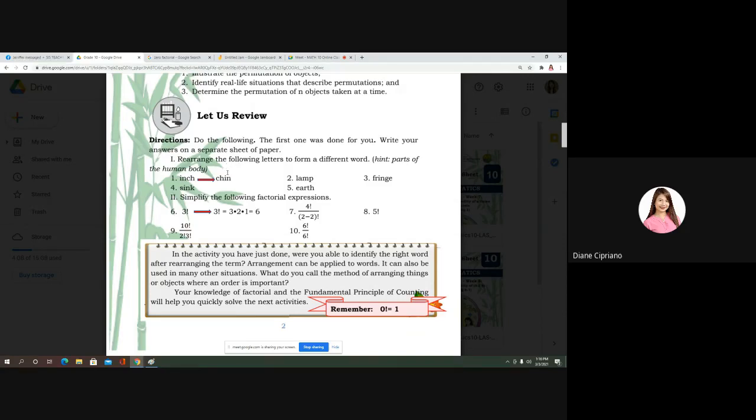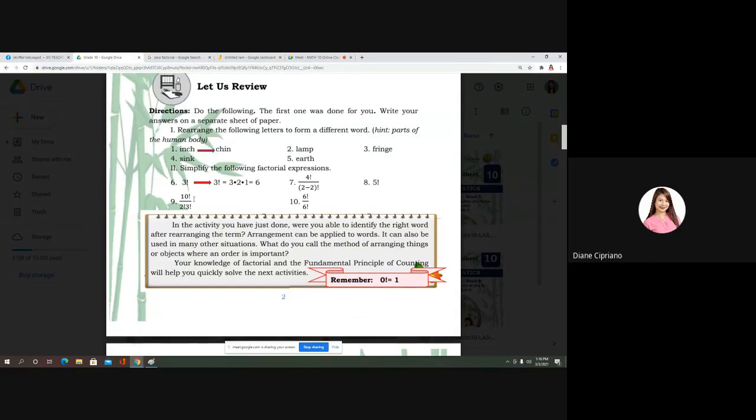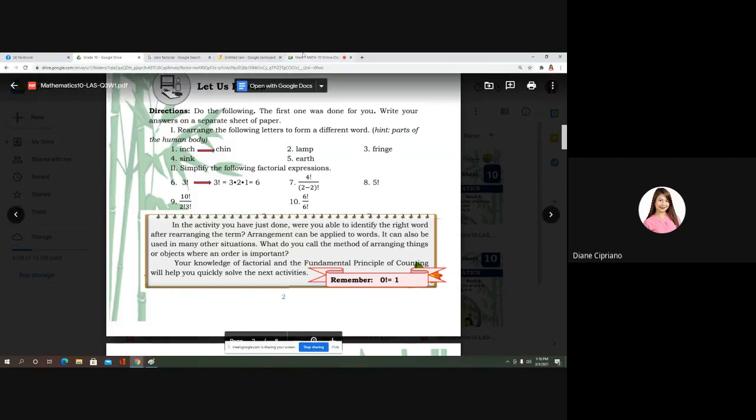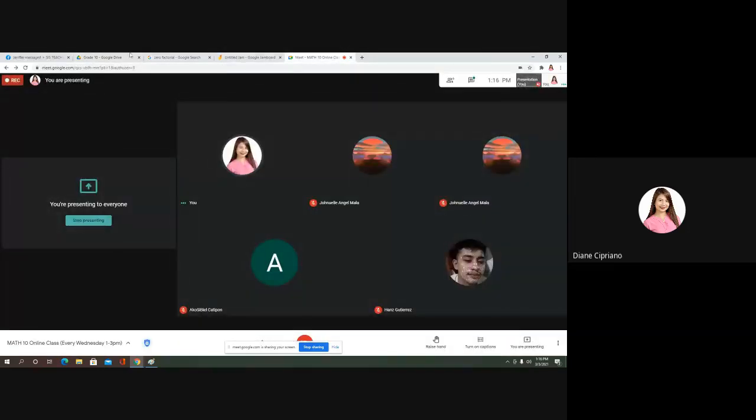So this let us review part natin, isasama natin siya sa i-answer nyo sa inyong module quarter 3 week 1. So meron na kayong sagot sa 1, 2, 3, 4, 5. Parang bonus answer and bonus questions nyo na siya. So how about in our number 2? All we need to do is just to simplify the following factorial expressions.